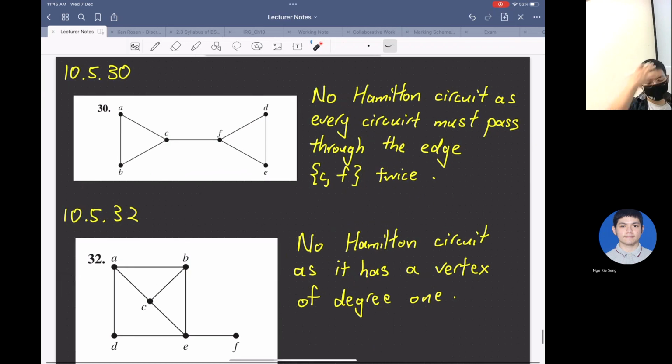Next, Hamilton circuit is not as systematic as Euler path or Euler circuit, so sometimes you need to try. For 10.5.30, there's no Hamilton circuit, because for any circuit you need to pass through the middle edge twice. 10.5.32 has no Hamilton circuit because you have one vertex of degree 1. When you go in, you need to come out, or if you go out, you need to come in, so you need to intersect E twice. Same argument as the lecture notes.